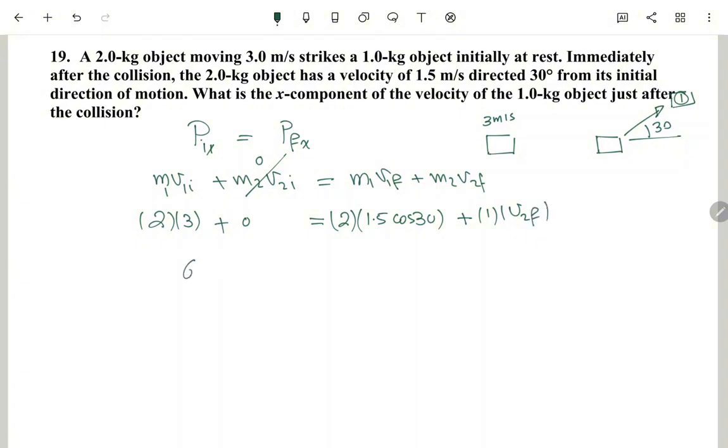So 6 equals 3 cosine theta plus V2 final, and from this, V2 final x, because it's the x component, equals 3.4 meters per second.